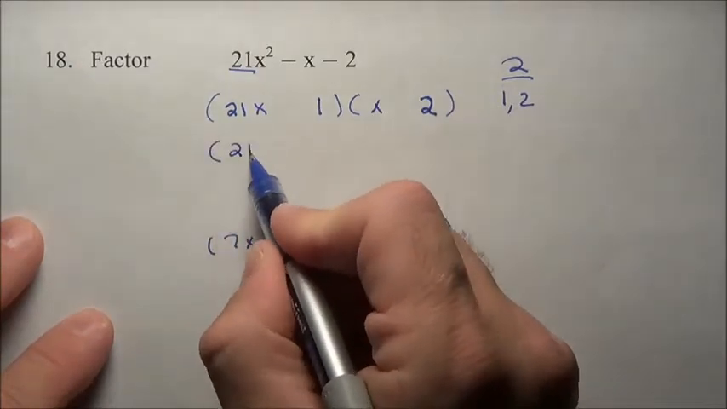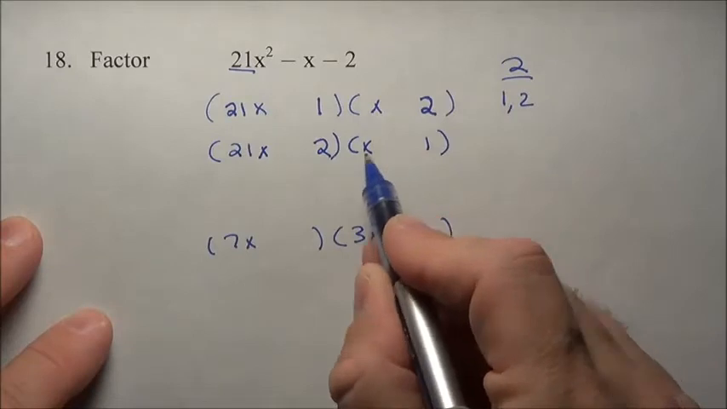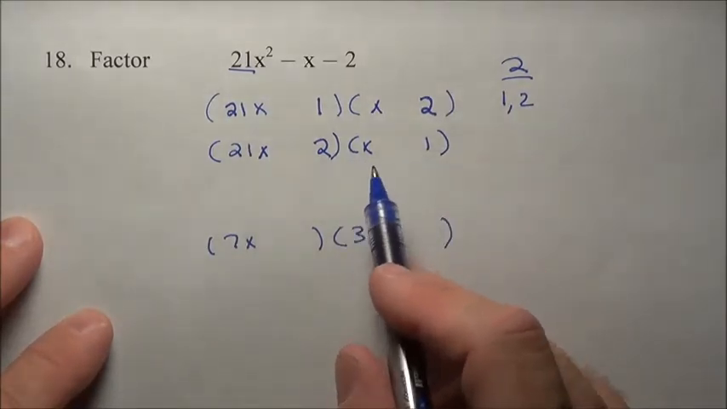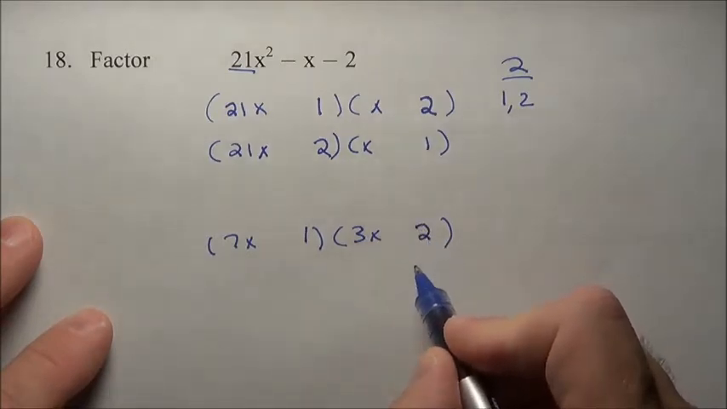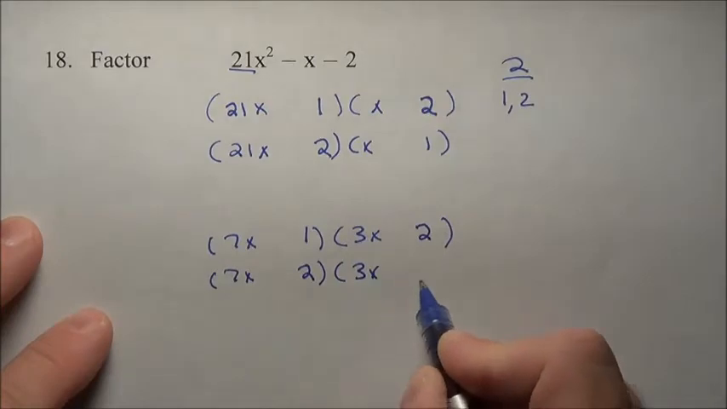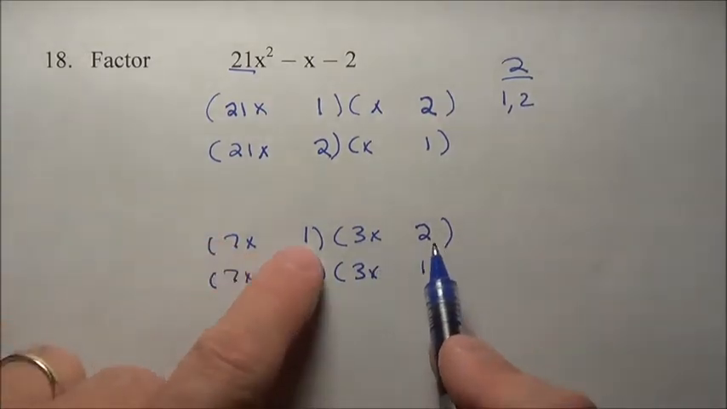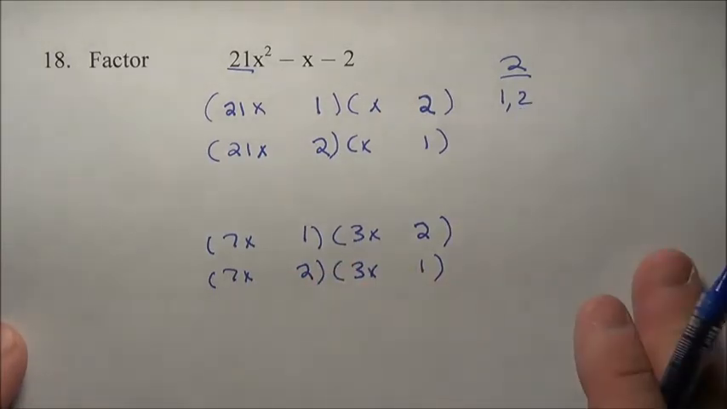So it would have to be a 1 here and a 2 here, or I could flip them. It could be 21x and the 2 goes with him and the 1 goes over here with the x. That's the only possibility. Or down here, the 2 goes with the 7x and the 1 with the 3x. Every time I've got to list this and then flip them to figure it out. Luckily, since it was a 2, that made it really easy.